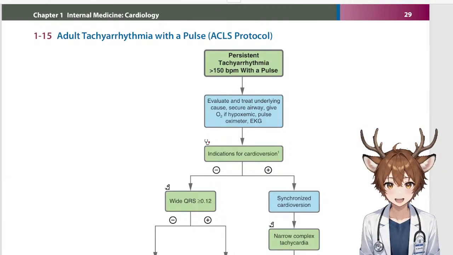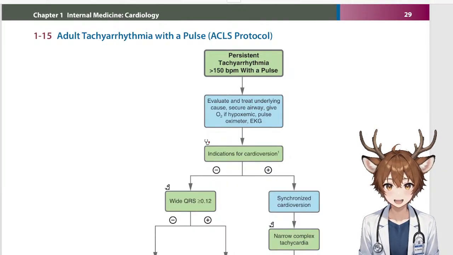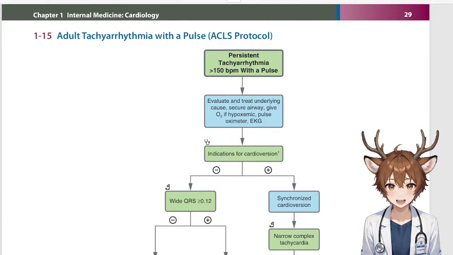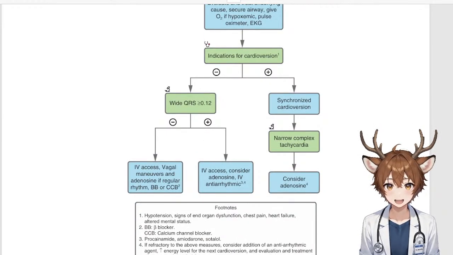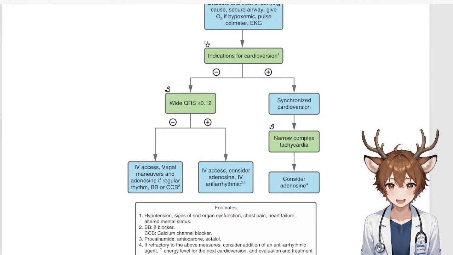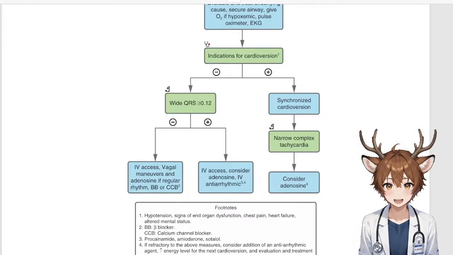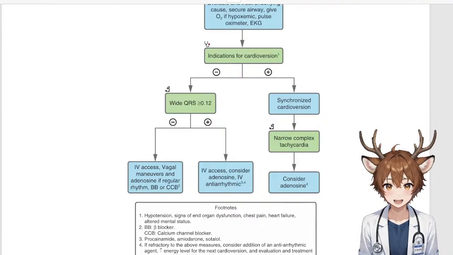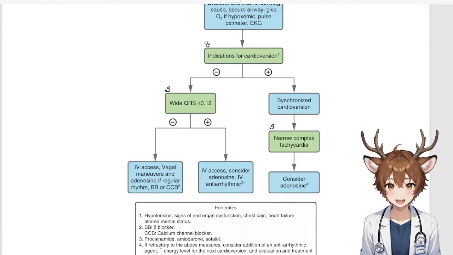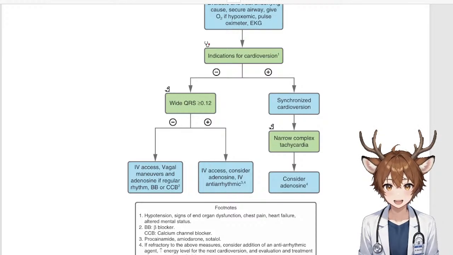So what are indications for cardioversion? If it's negative, then wide QRS greater than 0.12. If that's negative for that too, well, then IV access, vagal maneuvers, and adenosine if regular rhythm, beta blockers or calcium channel blockers. Okay, what if it's positive? In that case, IV access, consider adenosine, IV antiarrhythmic. And for the antiarrhythmic, they say procainamide, amiodarone, sotalol.